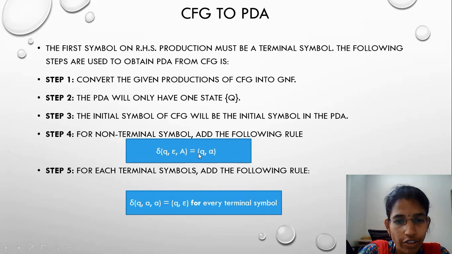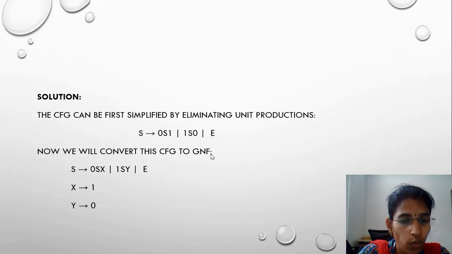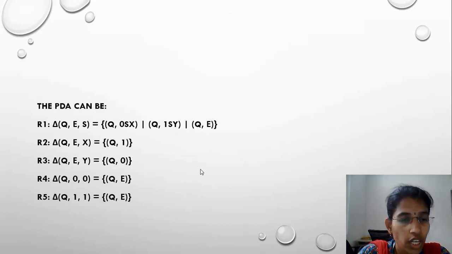This is our formula. So we write the rules for non-terminal symbol Q, comma empty. Epsilon means empty, comma A. A tends to alpha, A tends to alpha. Here X tends to 0, Y tends to 1, X tends to 1, Y tends to 0. Here we apply the rule.